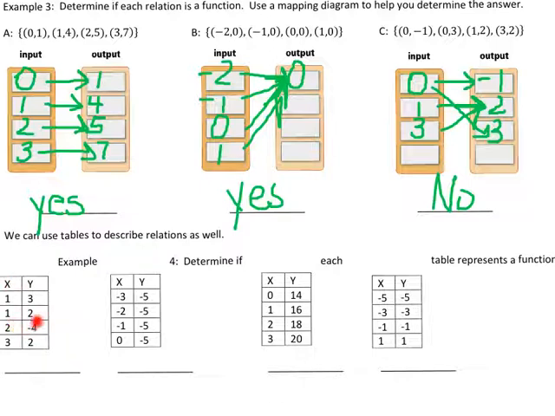Now this is a table, not a mapping. So in a table, we do repeat numbers. In a mapping, we don't. So because x value of 1 is matched with 2 different y's, the answer is no.